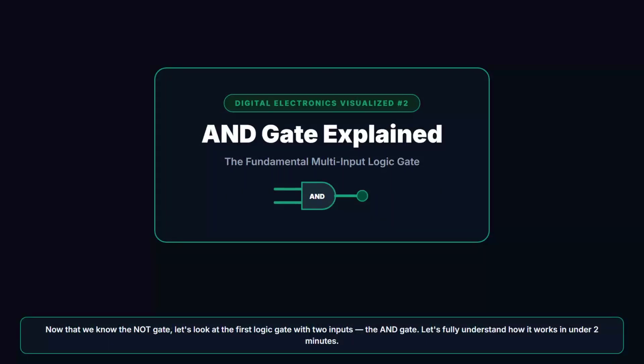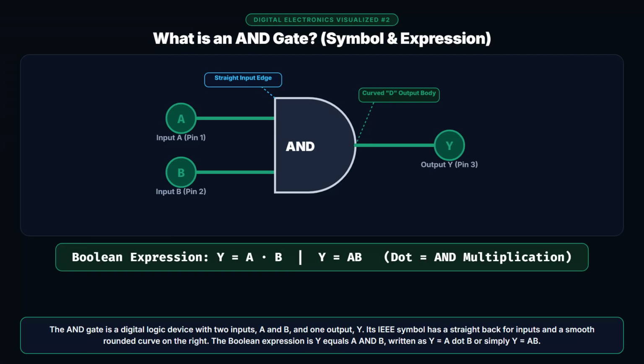Now that we know the NOT gate, let's look at the first logic gate with two inputs, the AND gate. Let's fully understand how it works in under 2 minutes. The AND gate is a digital logic device with two inputs, A and B, and one output, Y. Its IEEE symbol has a straight back for inputs and a smooth rounded curve on the right.